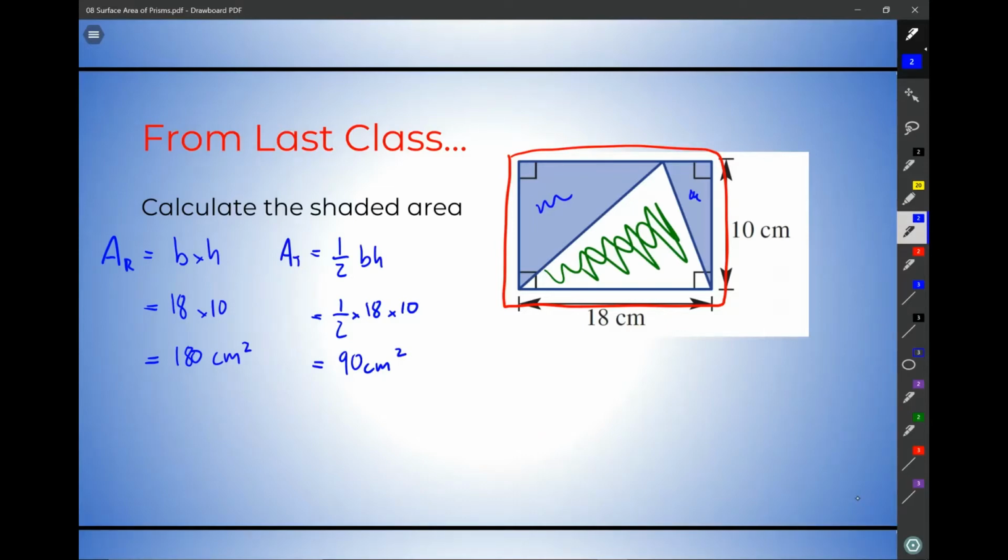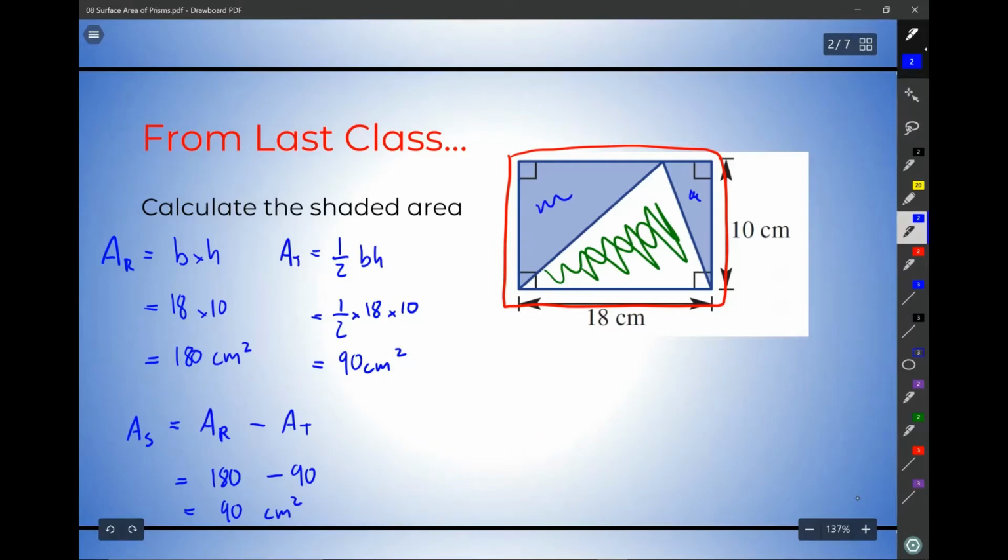So now that we know the area of the whole rectangle and the area of the triangle, we can calculate the area of the shaded parts by taking the area of the rectangle and subtracting the area of the triangle. So that will be 180 minus 90, and the answer then is 90 centimeters squared.